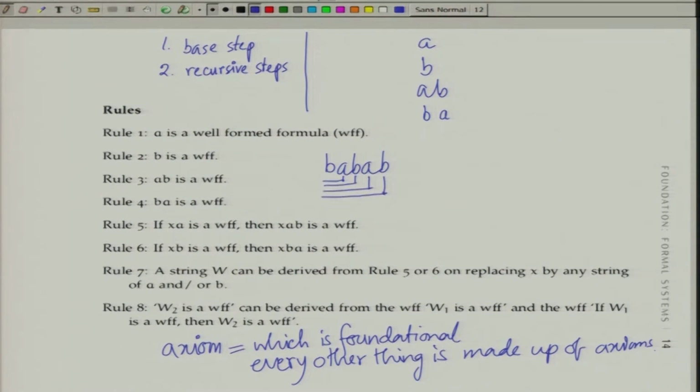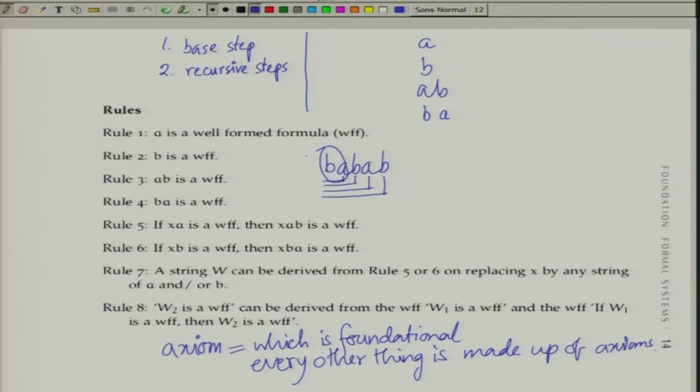Now, the strategy is this, we first consider the first two signs of it. Now, I can expand it this way, in the first step I can go till BAB. How do I do that? Now, you see, rule number 5 says, so for me the first two letters are BA. Now, you see rule 5, if XA is a WFF, then XAB is a WFF.